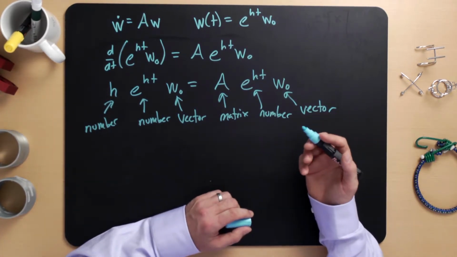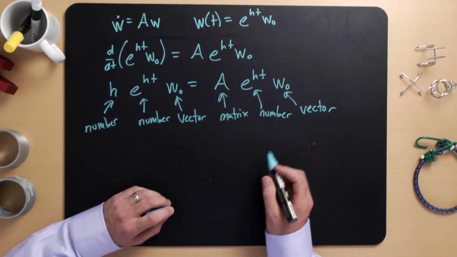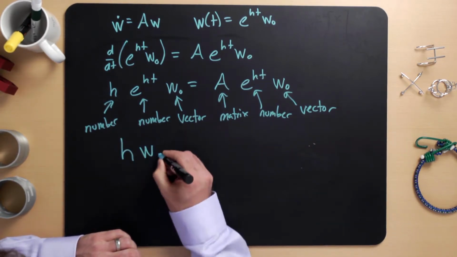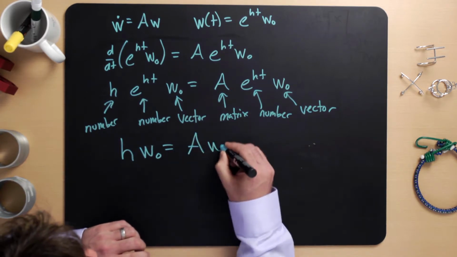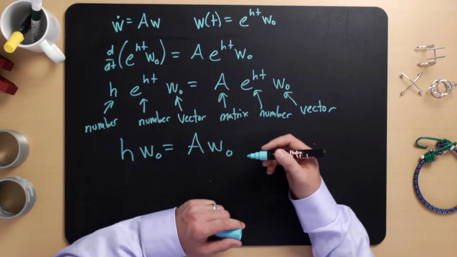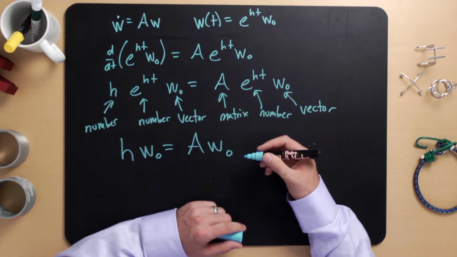If I divide both sides by the exponential term, which is non-zero, so I know I'm allowed to, and if I note that w0 is going to be non-zero, then I find out that h times w0 is equal to A times w0. This is a special situation where a matrix A multiplying the vector w0 is the same as just multiplying that vector by h. Such a vector is called an eigenvector of A, and h is called an eigenvalue of A. If there are n states, there will always be n eigenvector-eigenvalue pairs. The nice thing about this is that you can use MATLAB or Python to calculate eigenvector-eigenvalue pairs easily.